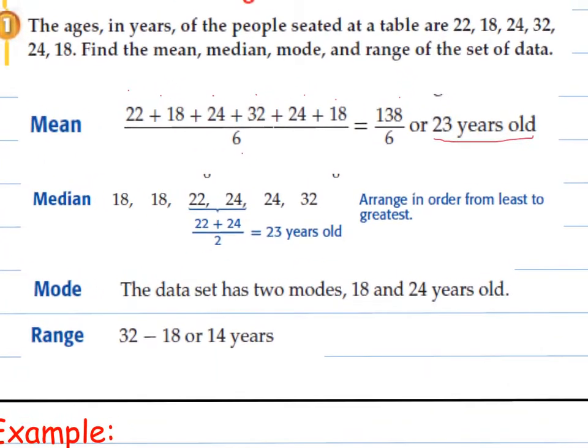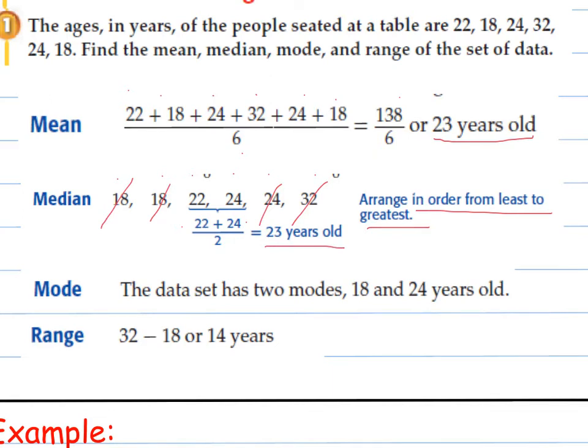The median, you are going to order them least to greatest. Make sure you order them least to greatest. So we rearrange: 18, 18, 22, 24, 24, and 32. Since there's an even number, we have to add these two middle numbers together. So we'd find that middle number. I cross off starting on the outside, and I see that I have two middles. Add them and divide for the median of 23 years old.